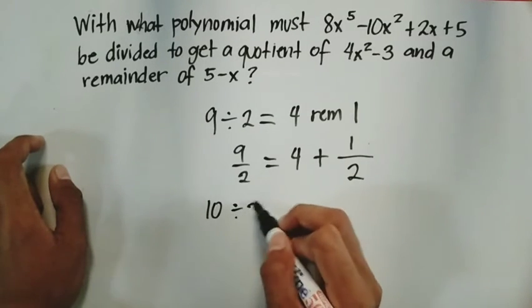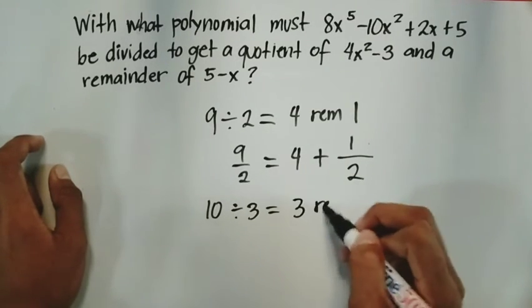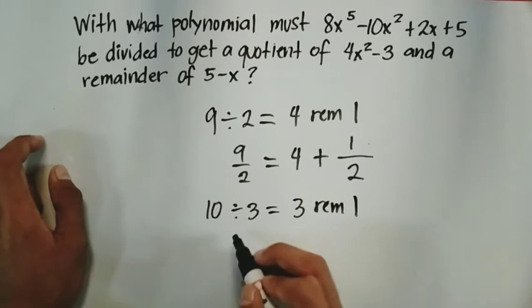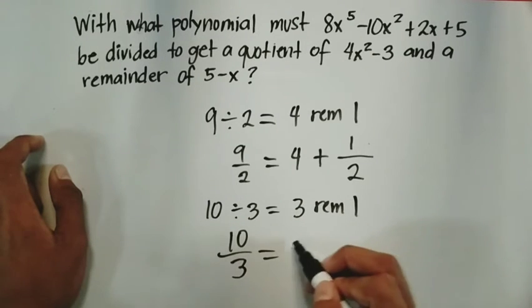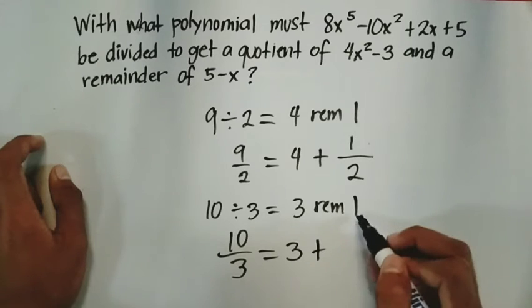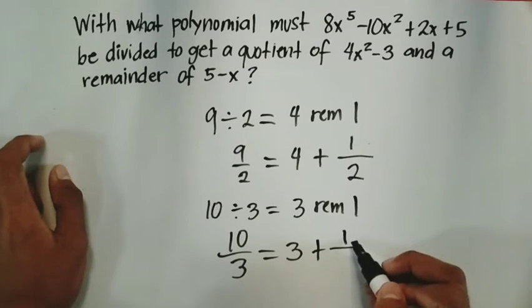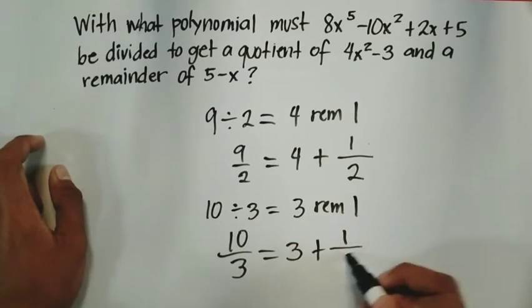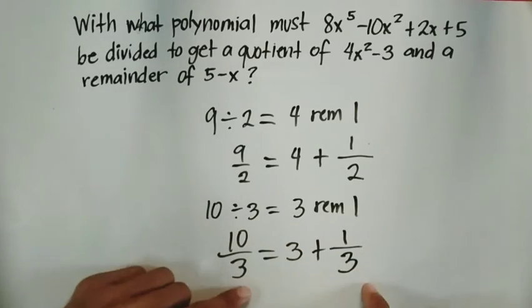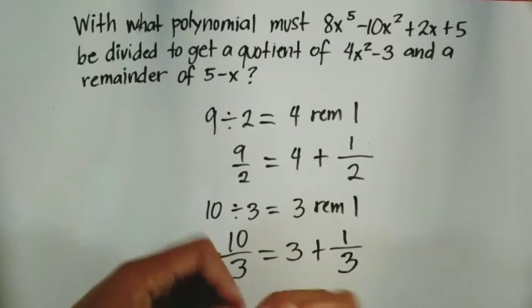Kunwari, isa pa. 10 divided by 3, that is equal to 3, remainder 1. So, pwede natin siya isulat as ganito, 3, and plus yung remainder over the divisor, which is 3. So, instead of that, ito yung gagamitin natin. So, dito na tayo sa problem.